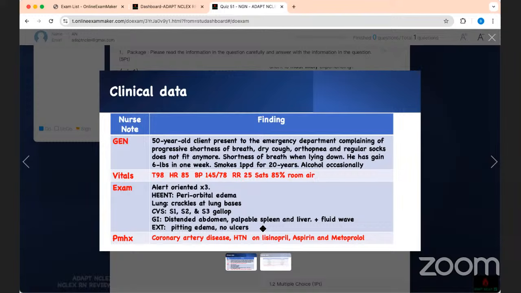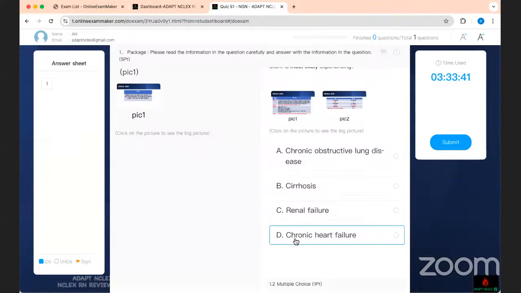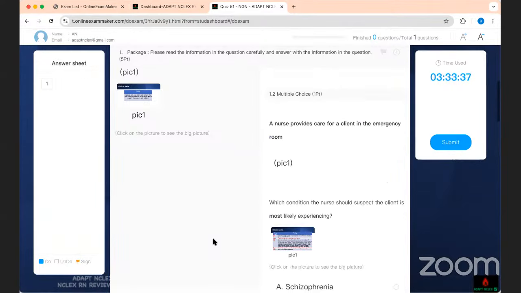So pay attention as much as possible. Pay attention, and this is the key to be able to answer this question. So, as you can see, this is a chronic heart failure. Okay, guys? So, this is the first one.